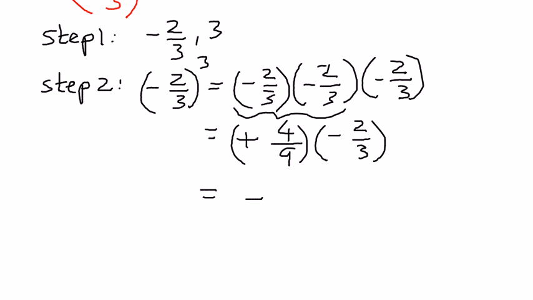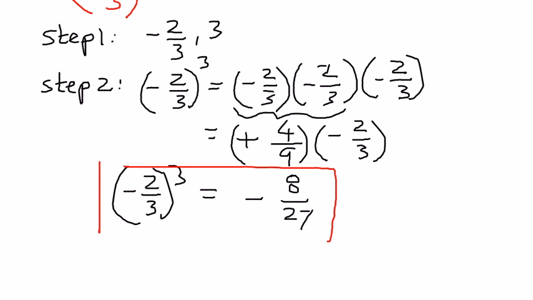Then we multiply the numerators. 4 times 2 is 8, divided by 9 times 3, which is 27. And therefore, negative 2 over 3 raised to the power of 3 is equal to negative 8 over 27. So when we have exponents in fraction format, this is how we apply the concept and arrive at this answer.